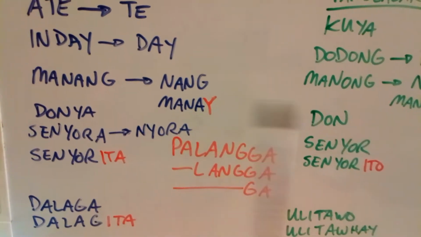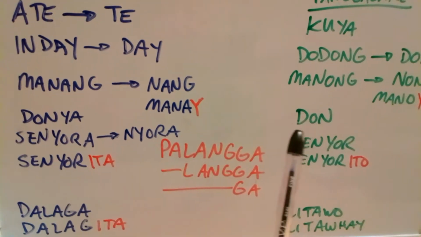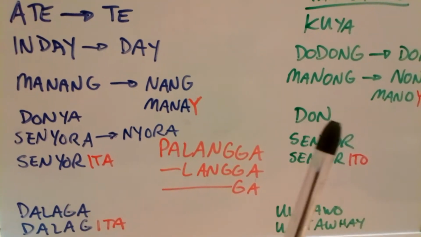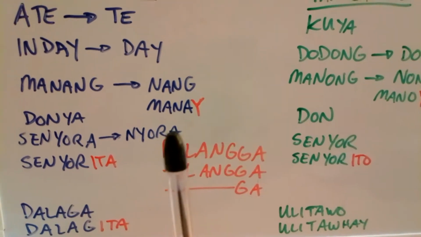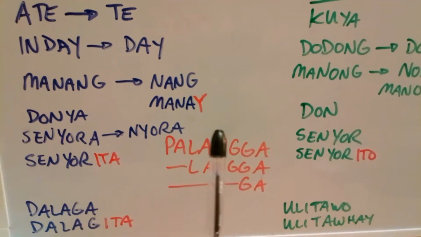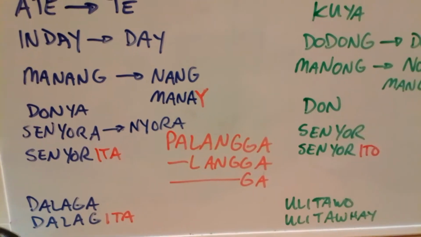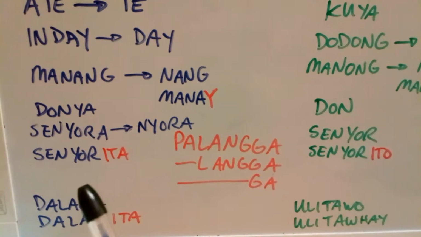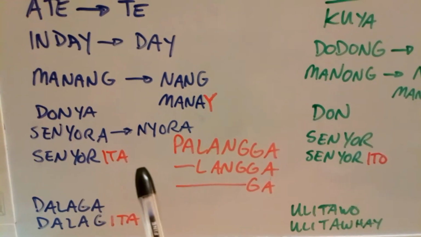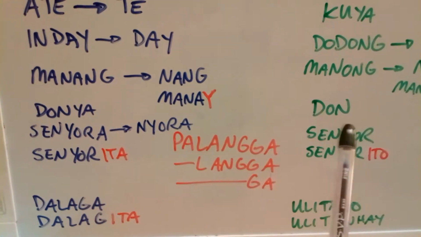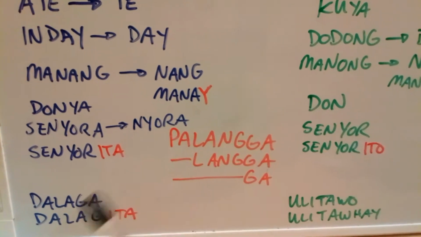Let's go on to doña and don. So doña and don are terms for people who hold a higher class status. Doña is for female and don is for male. This all came from borrowed Spanish.